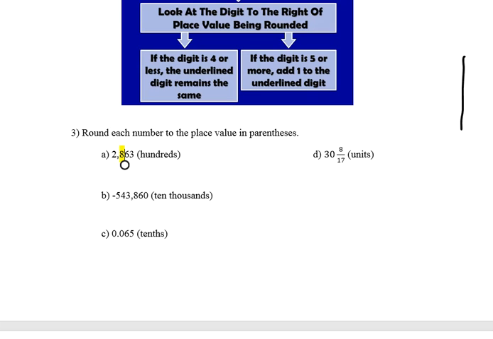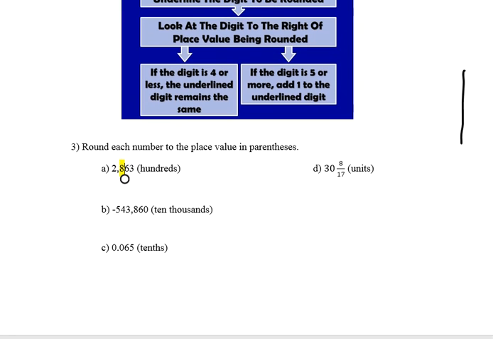So the 8's going to become a 9. I'll go back to my pen. So the 8 becomes a 9, and everything behind that goes to zeros. So 2,863 changes to 2,900 if you round to the nearest hundreds.